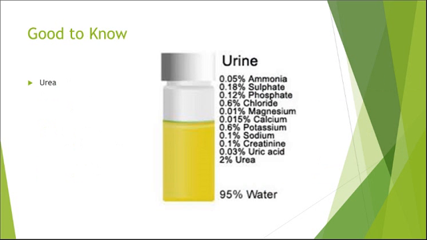Another little tidbit that's good to know is urea. Urea is a major waste product found in urine of a normal individual. And here you can see the breakdown of urine and what all is contained in it. That urea actually makes up 2%, which comes in second in terms of the most abundant. Most of our urine is water.